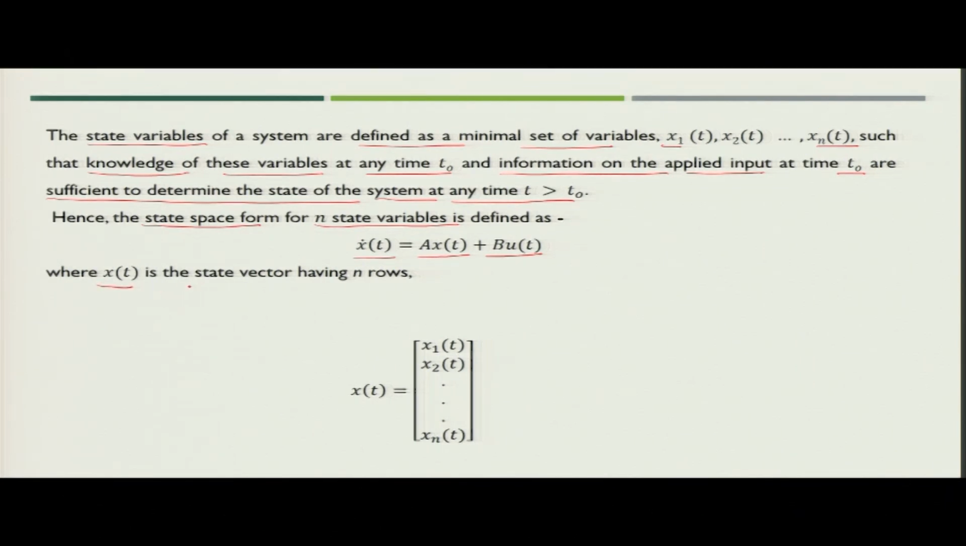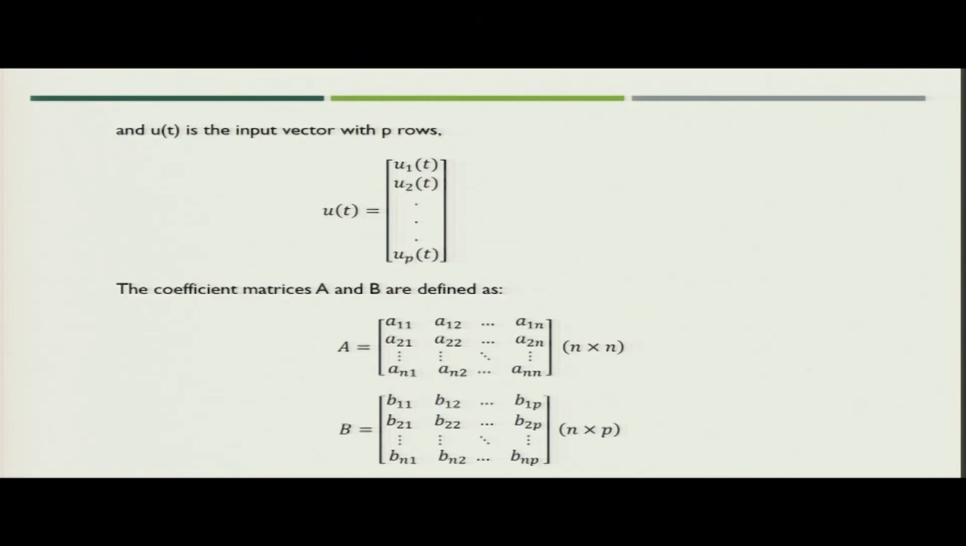where x t is the state vector. If there are n state variables, you will have n rows in that state vector, and x t is nothing but x1 t, x2 t to xn t. Now, what is u t? u t is the input vector. Say if there are p input variables, then you will have an input vector containing p elements. So, u t you can write as u1 t, u2 t up to up t.